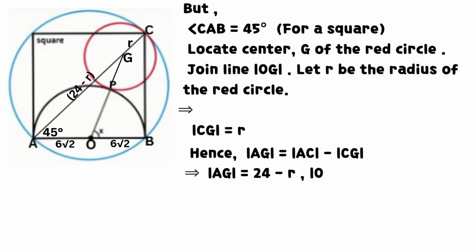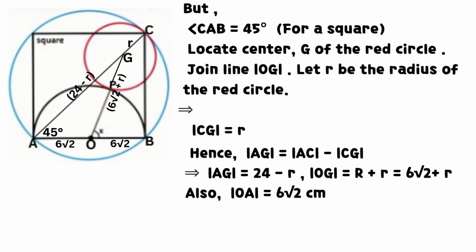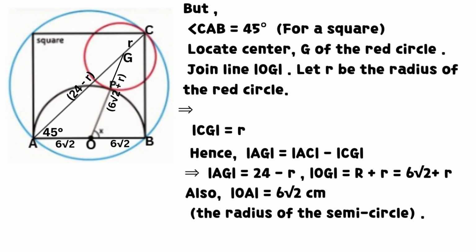Hence, line AG equals line AC minus line CG. It follows that line AG equals 24 minus small r. Line OG equals the sum of r and small r, which equals the sum of 6 times the square root of 2 and small r. Also, line OA equals 6 times the square root of 2 in centimeters. It is because line OA is the radius of the semicircle. Let us find the value of small r from triangle AOG formed using cosine rule.